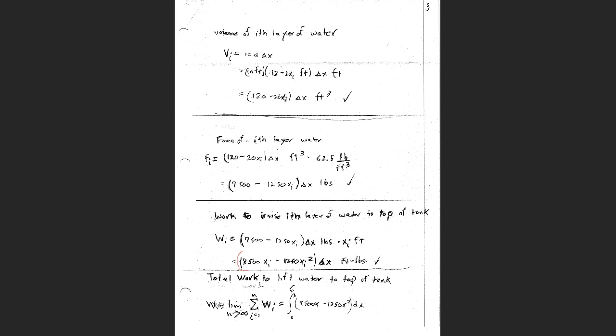See, I have to distribute this xi to the 7,500 and the 1,250 xi. So that's going to get me the quantity 7,500 xi minus 1,250 xi squared times delta x foot-pounds. So you see how I love to carry these units. I love to carry the units with me because it's like a double check on how I'm doing the problem.